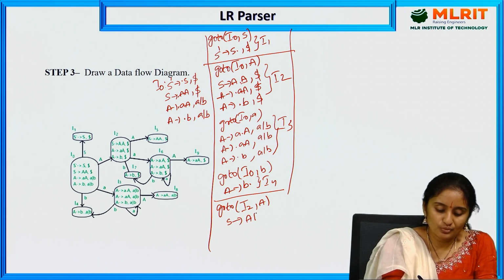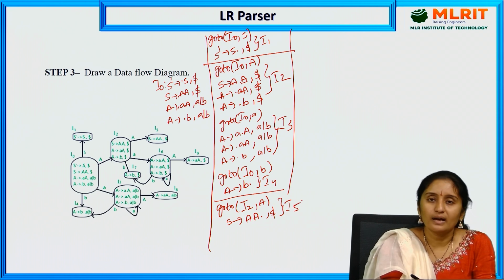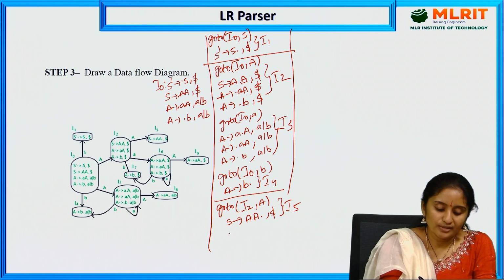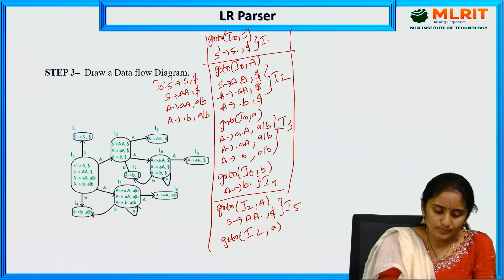S tends to A dot comma dollar. It is also completed. I5 state. Go to I2 comma small a. A tends to a dot A comma dollar.